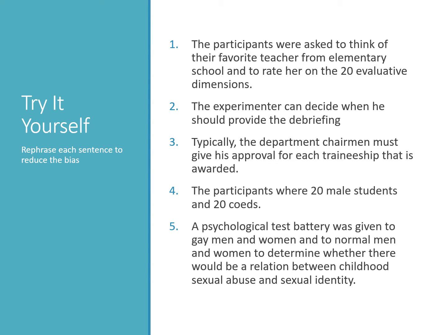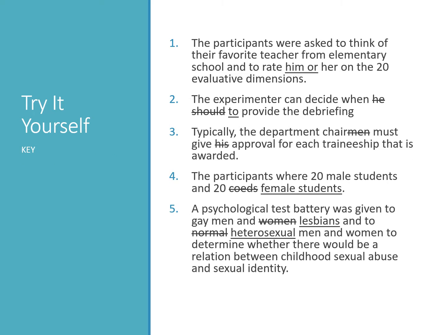Okay, so I've got a couple of examples here. If you haven't already, pause and go read that APA chapter before trying this. What I'd like you to do is rephrase each of these sentences to reduce bias. You can pause the video, go through each sentence and try to reduce the bias, and then when you're finished, you can go to the next slide or play the video and see the correct answers. Okay, so this is the key. You can again pause this and compare to what you've got.